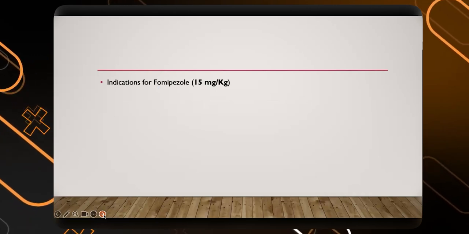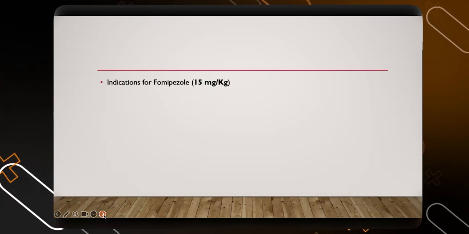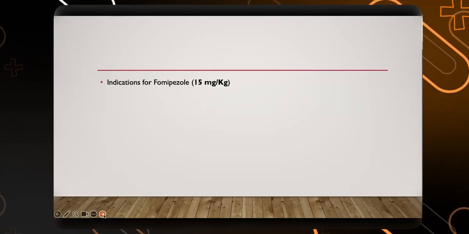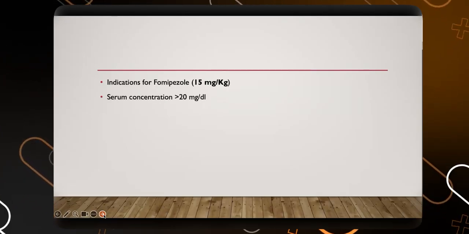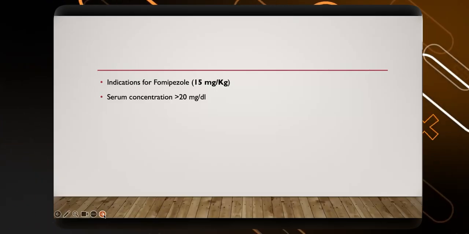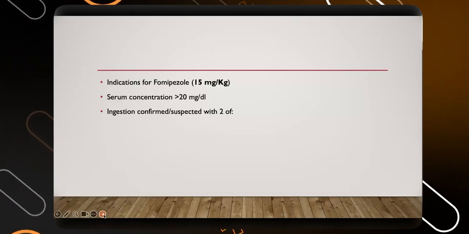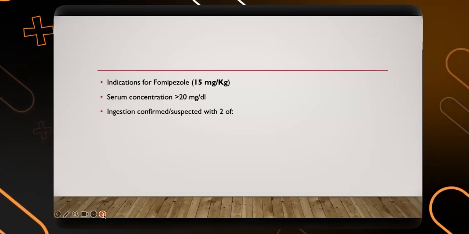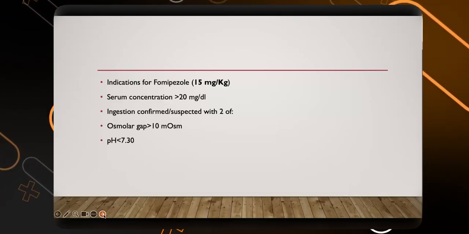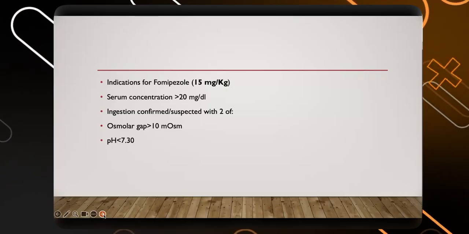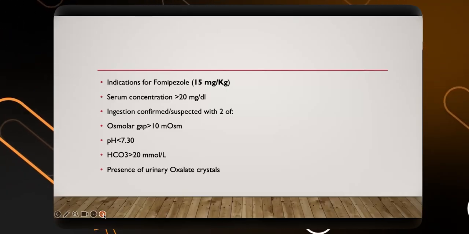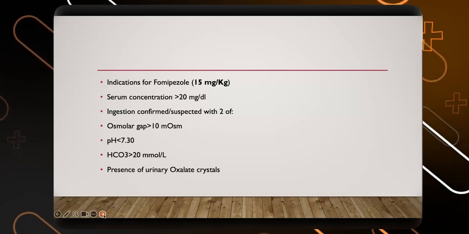Now, fomepizole, which is the specific antidote in such cases. What are the indications? The typical dose is 15 milligrams per kilo. It's used when the serum concentration of the alcohol is more than 20 milligrams per deciliter, or when ingestion is confirmed or suspected with 2 of the following: osmolar gap greater than 10 milliosmoles, pH less than 7.30, bicarbonate less than 20, and presence of urinary oxalate crystals.